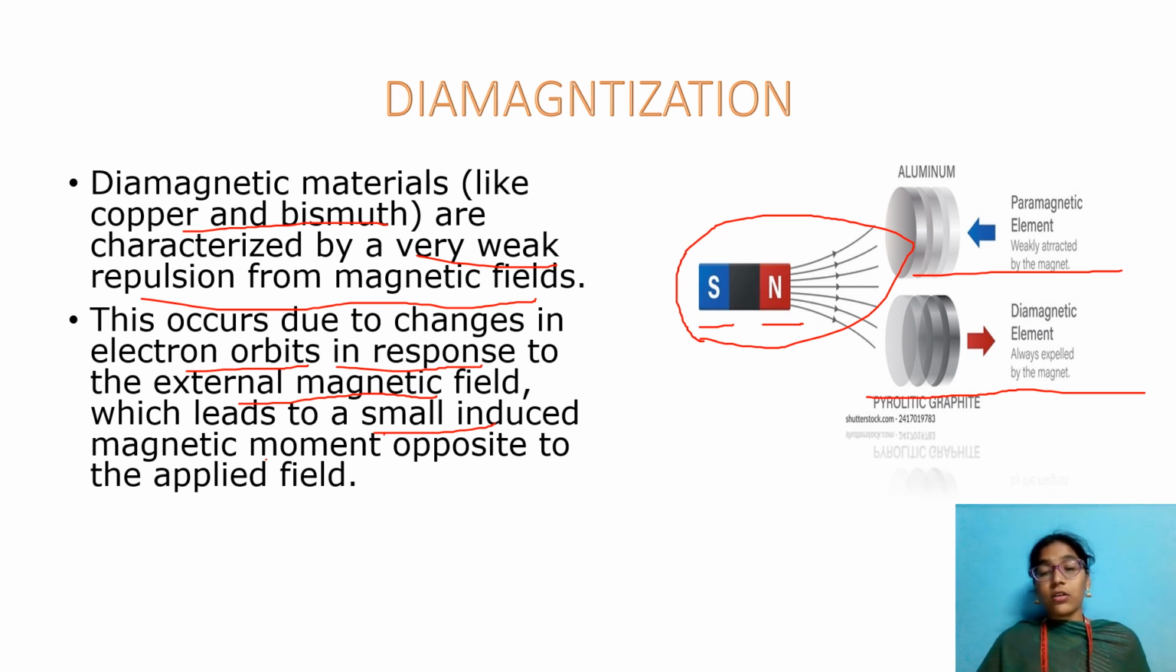This is the magnet, with the South Pole and the North Pole. This is the pyrolytic graphite, which is always expelled by the magnet, and this is weakly attracted by the magnet. This is a paramagnetic element. This is a diamagnetic element. So this is about diamagnetization.